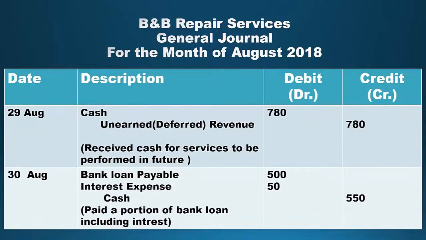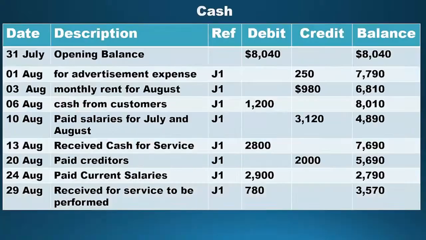Step 1. Review the journal entry. On August 29, the company received $780 in cash from a customer. However, this payment is for services that will be performed in the future. Since the work hasn't been done yet, we record this amount as unearned revenue. The journal entry for this transaction was debit cash $780, credit unearned revenue $780. This means we'll need to post to the cash ledger and the unearned revenue ledger.